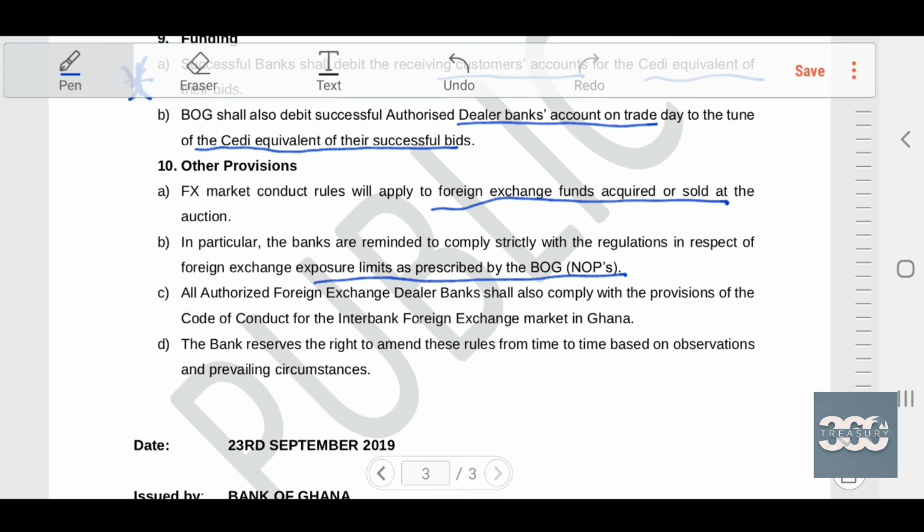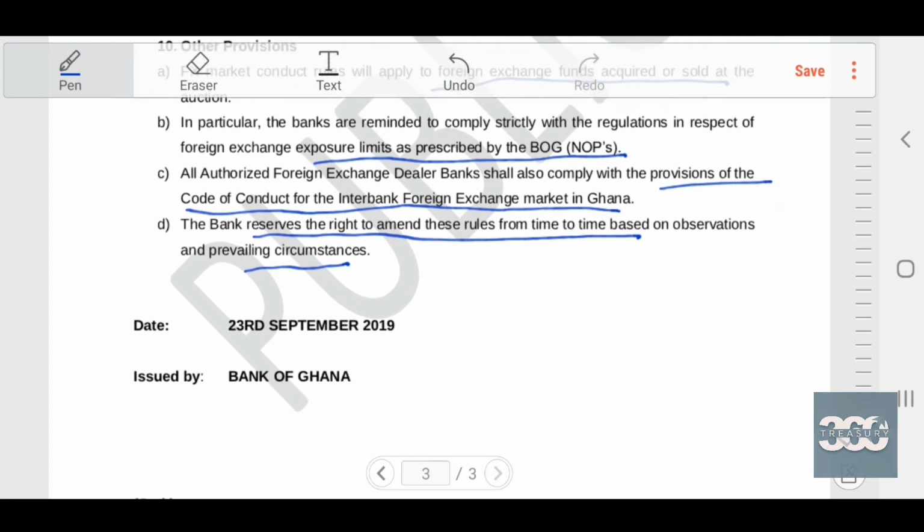And this also says all authorized foreign exchange dealer banks shall also comply with provisions of the Code of Conduct, which is here. And finally, the bank reserves the right to amend these rules, of course, based on observations and prevailing circumstances. Overall, I think this is interesting for the market.